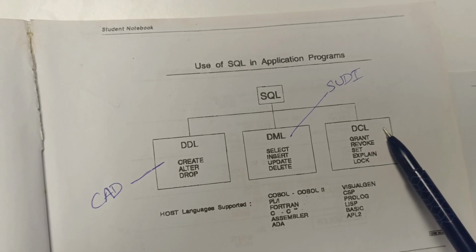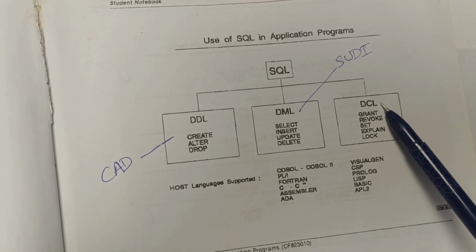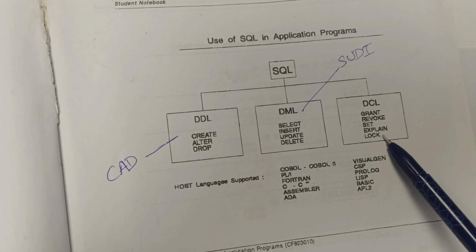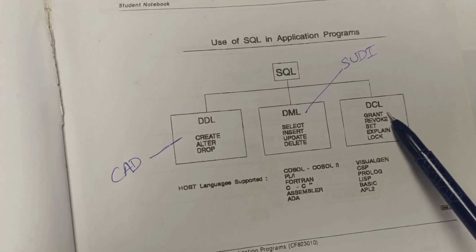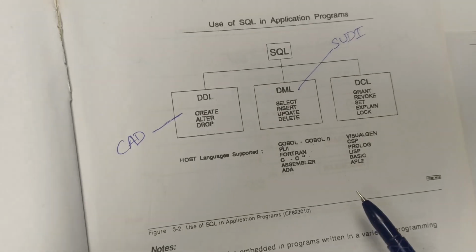Similarly, another SQL command type is DCL, Data Control Language. Under DCL we have grant, revoke, set, explain, lock. But basically we mostly use three commands: grant, revoke, and set variable.